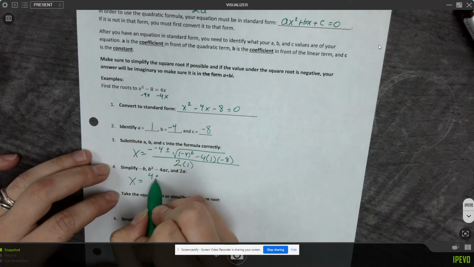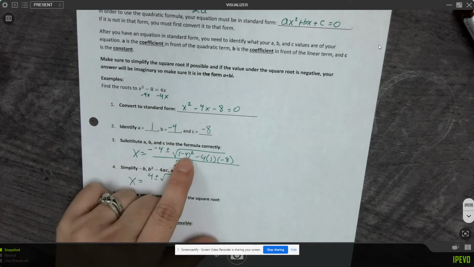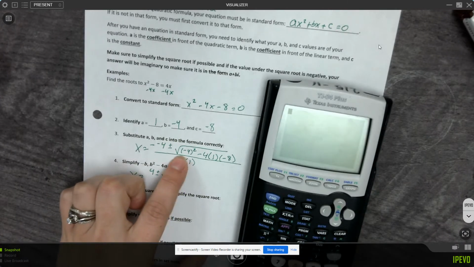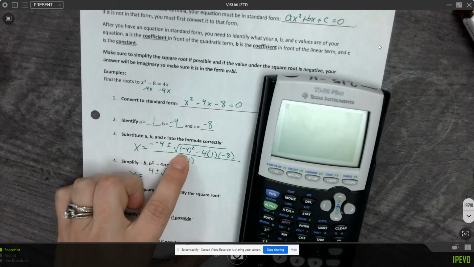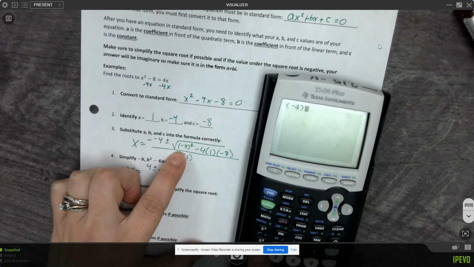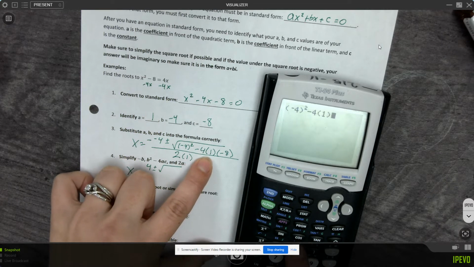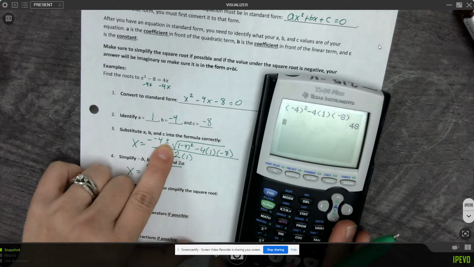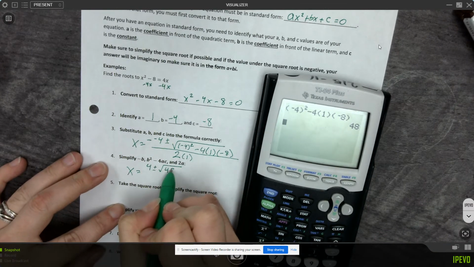Next, you're going to keep your plus or minus, and you're going to keep the square root, but you are going to figure out what 4 squared minus 4 times 1 times negative 8 is. I do not need you to figure that out in your head. In your calculator, don't type in the square root. Type in parentheses, negative 4 squared, minus 4 times 1 times negative 8. And I get 48. I have not taken the square root, so 48 is under the square root.